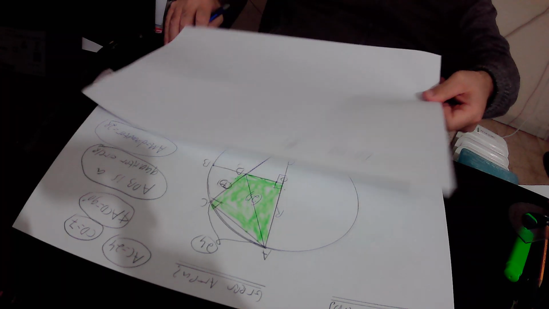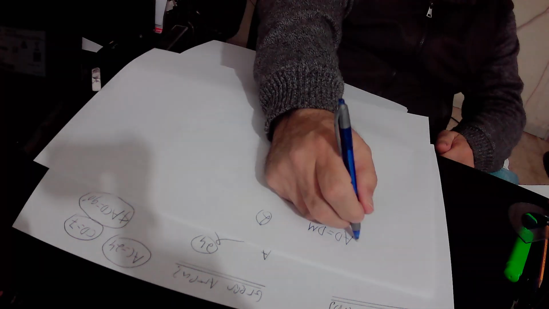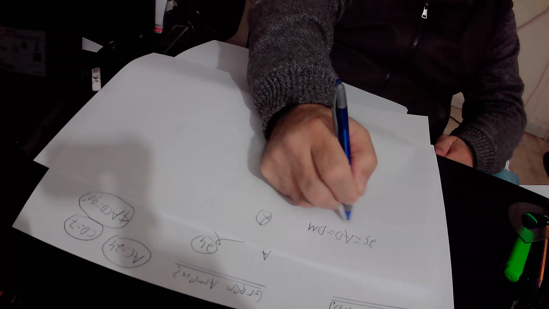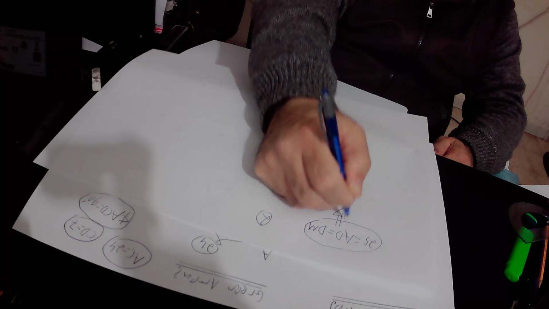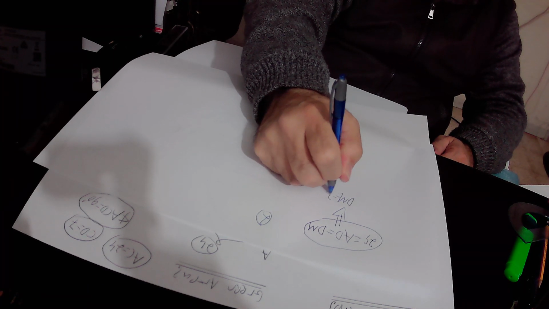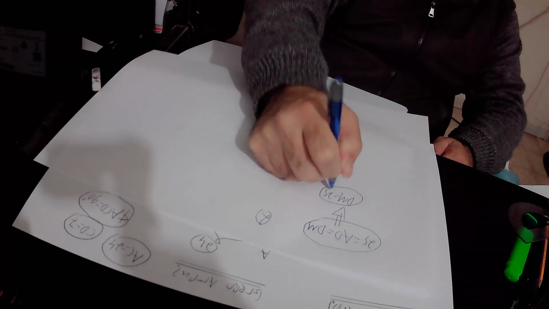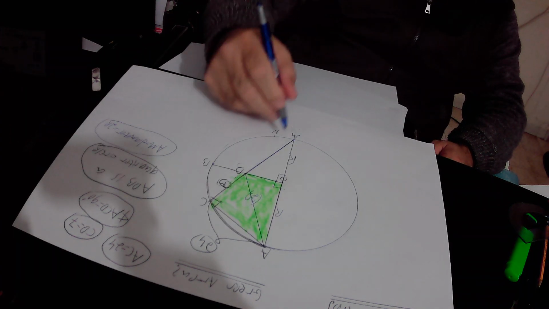So you can write here that AD equals 25. And from this equation, 25 equals AD equals DM, we derive that DM is also equal to 25 units in its length. Here this side DM equals 25 units.